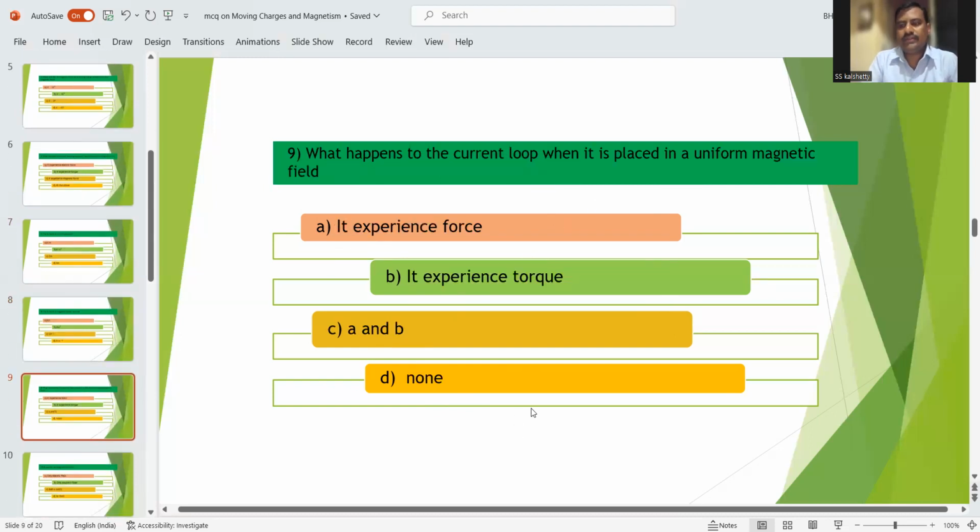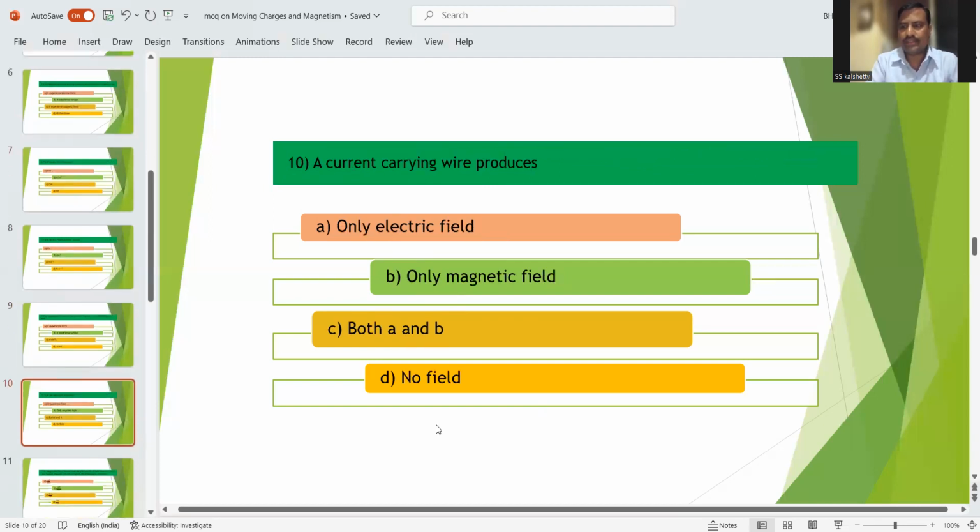Now the ninth question. What happens to the current loop? We discussed a similar question in the previous case. What happens to the current loop when it is placed in a uniform magnetic field? It experiences a torque. A loop placed in a magnetic field experiences a torque instead of force, right? The first option, it experiences a force, no. It experiences a torque. A and D, no. So option B is the right answer.